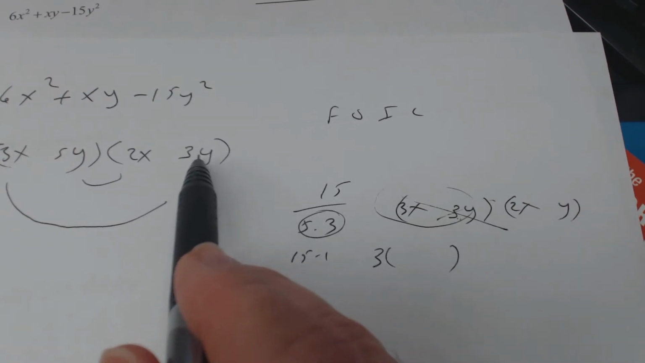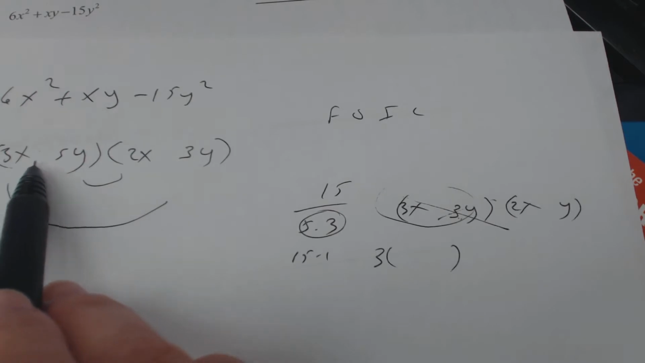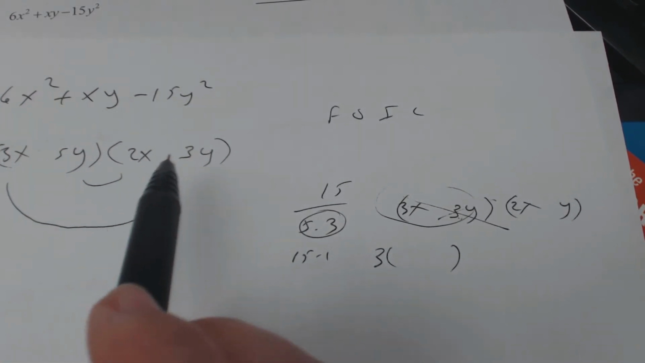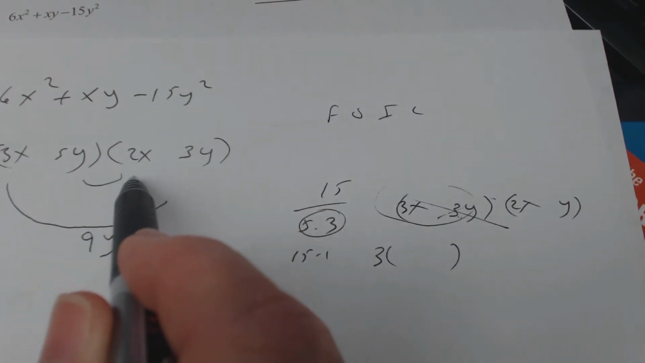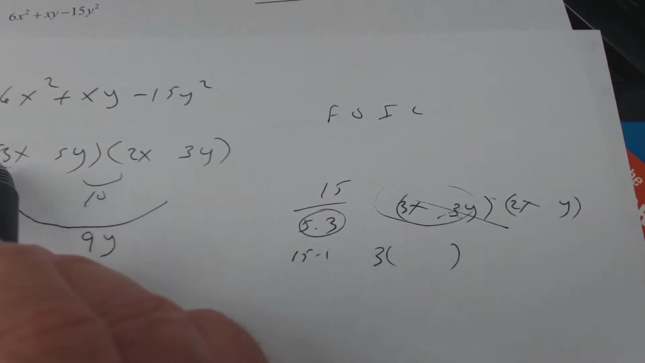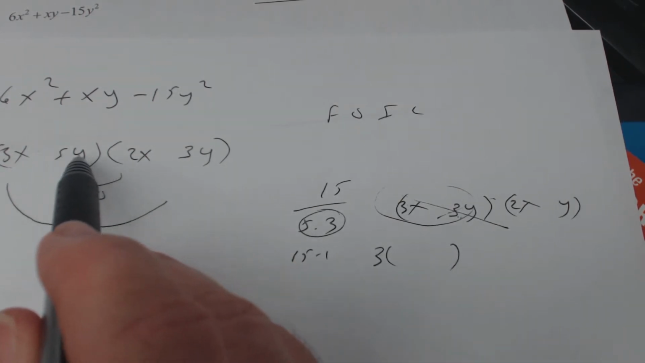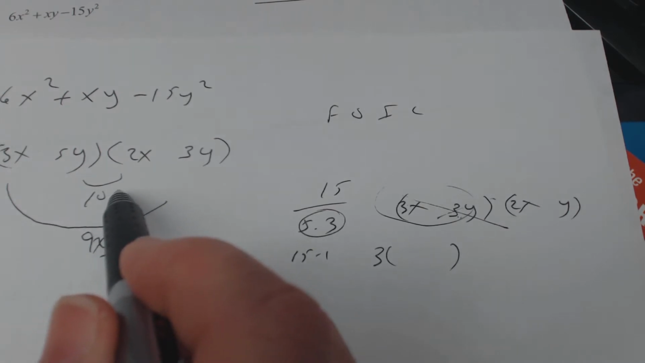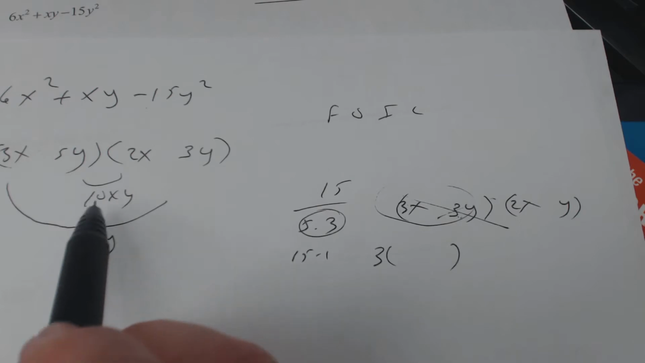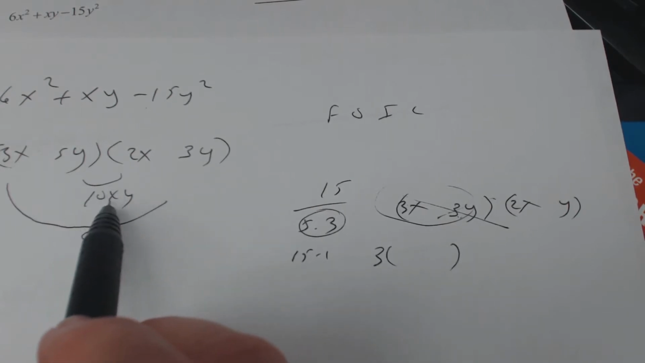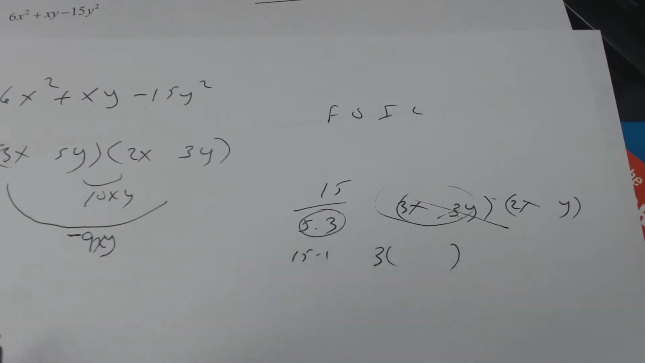So the 3 has to go here, and the 5 has to go here, but that still may not be correct. Let's see if these terms are in the correct order. So the outer, 3x times 3y, is 9xy. The inner, 5y times 2x, is 10xy. Remember, the last sign is negative, so that means one of these is negative, one of these is positive. The larger one, 10xy, will take that middle sign. So that's the positive one, and that's the negative one.